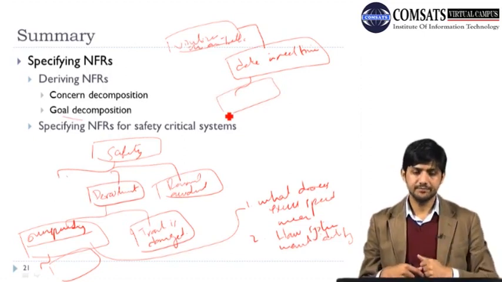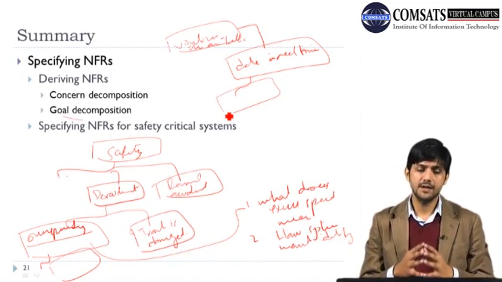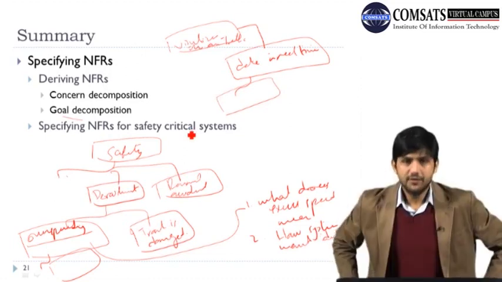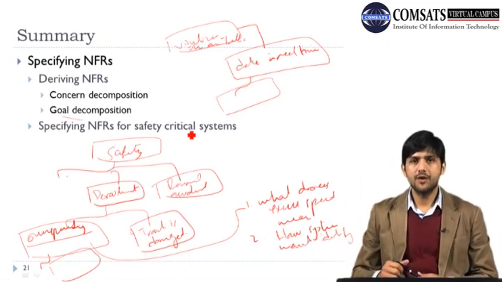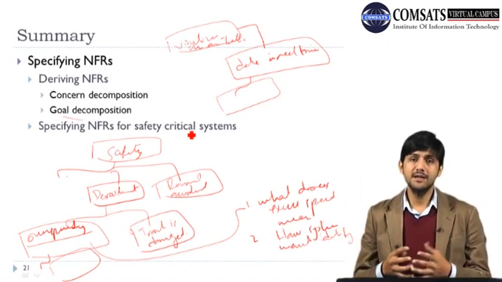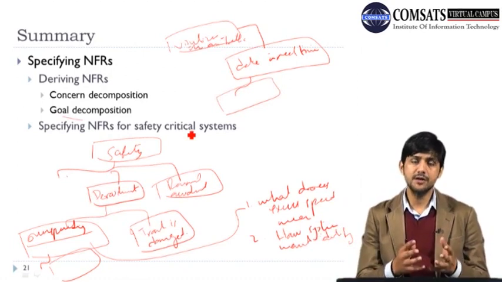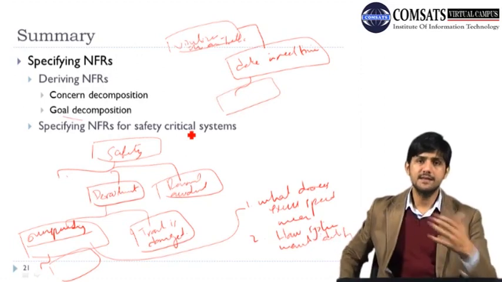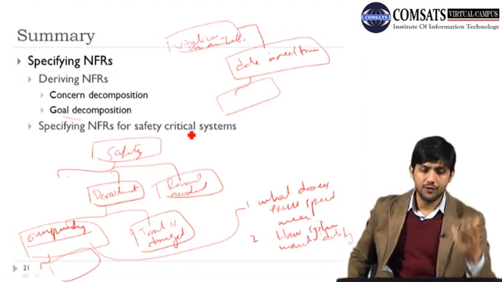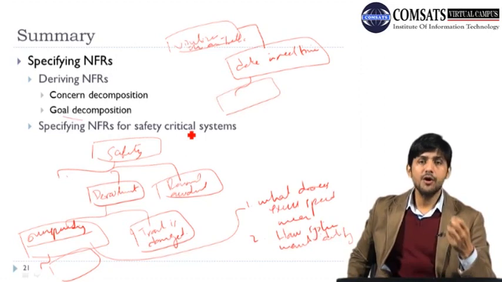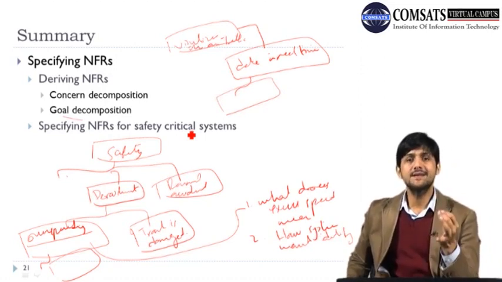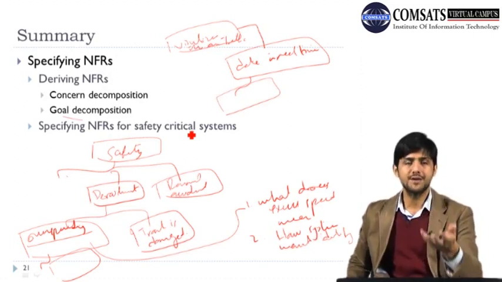And then finally, towards the end of the lecture, we started talking about specifying these non-functional requirements for critical systems, and we saw there are three main types of critical systems. We have business critical systems, mission critical systems, and safety critical systems. And this is something very important for you to remember: more often than not, the failure of these critical systems is a result of the system not meeting those non-functional constraints.